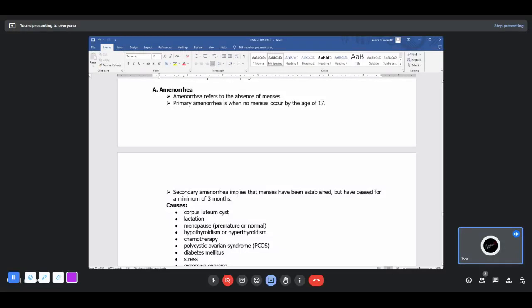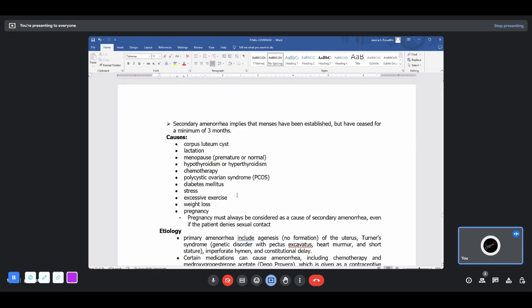Pero pag sinabi nating secondary amenorrhea, it implies that menses have been established but have ceased for a minimum of 3 months. Nag-mens naman siya but nag-stop na siya. Ang pinaka-minimum niya is 3 months na hindi siya nagme-mens. So that is secondary amenorrhea.